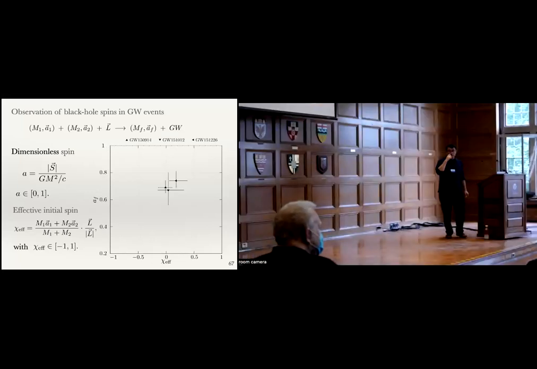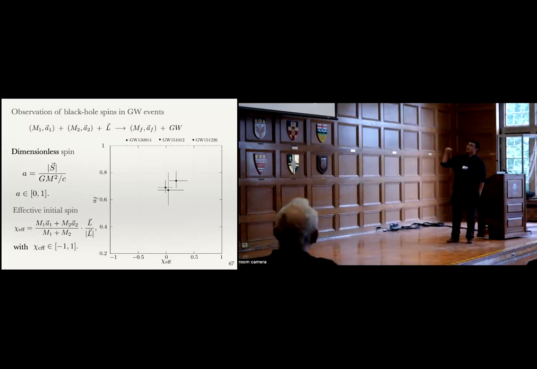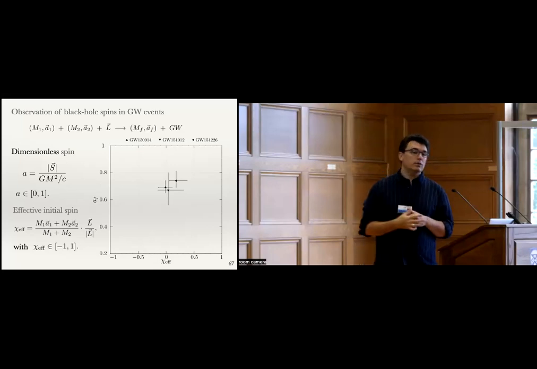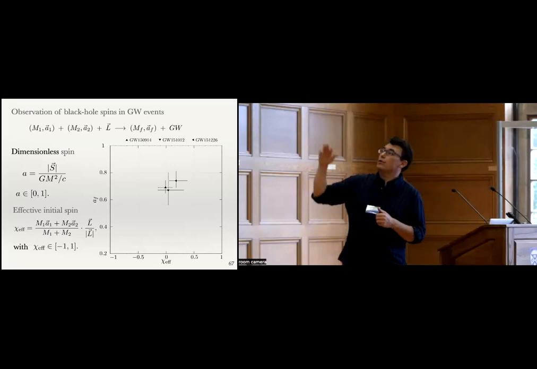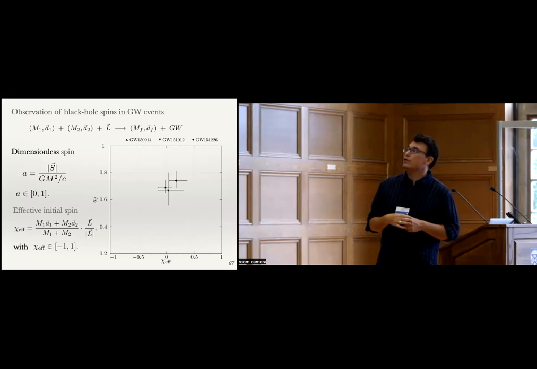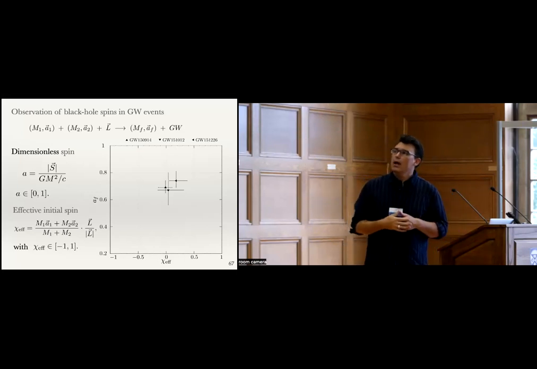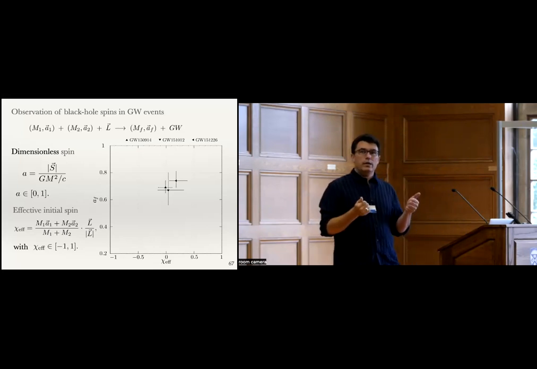So here are the first three events from the first run. You see some characteristic properties here already. Because the binary has orbital angular momentum, the final spin tends to be in the sort of 0.6 to 0.8 range. And we're starting to see that chi-effective is small. What are possible explanations for that?